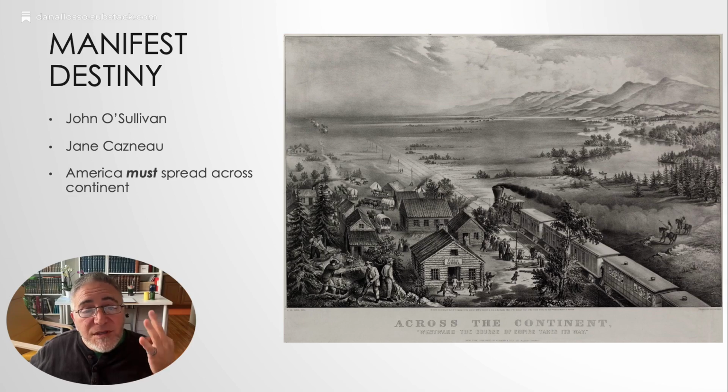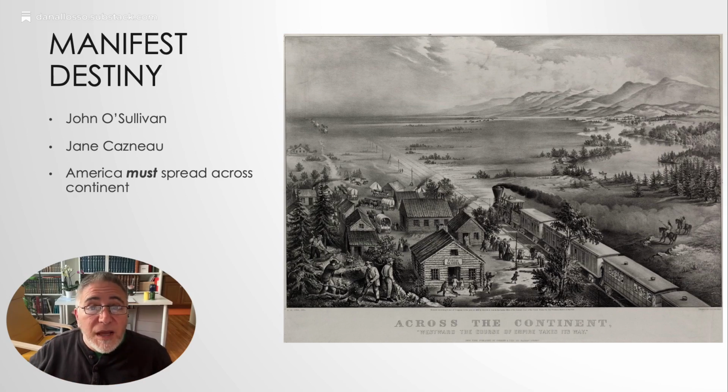And third is the idea that it is somehow destined, or maybe even divinely ordained, that this is what we're supposed to do. Now, this idea all came together under the term manifest destiny when a newspaper editor named John O'Sullivan, who's credited with coining the term, in 1845, published an unsigned editorial titled Annexation, which may actually have not been written by him, but instead by a journalist and annexation advocate named Jane Casno.